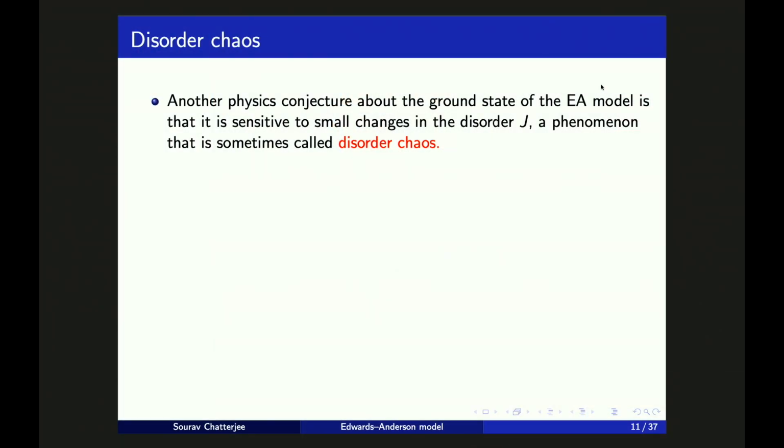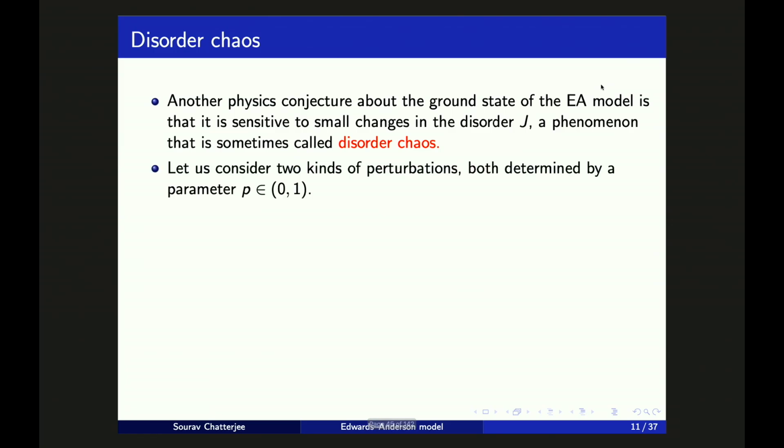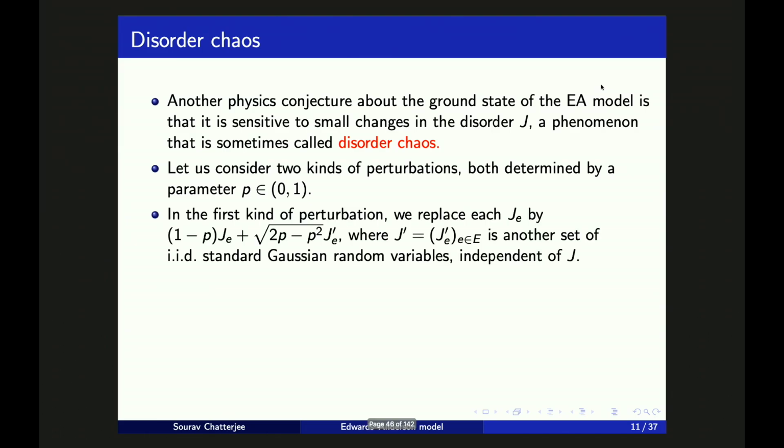So let me tell you about another conjecture which I proved in this paper, and then I'll go into the proof. This is disorder chaos, another physics conjecture about the ground state of the Edwards-Anderson model. It's the sensitivity to small changes in disorder phenomenon, sometimes called disorder chaos. So let us consider 2 different kinds of perturbations, both determined by a parameter p in [0,1].